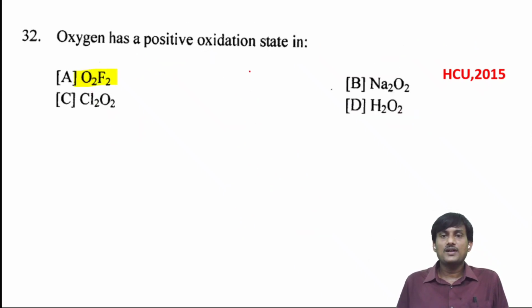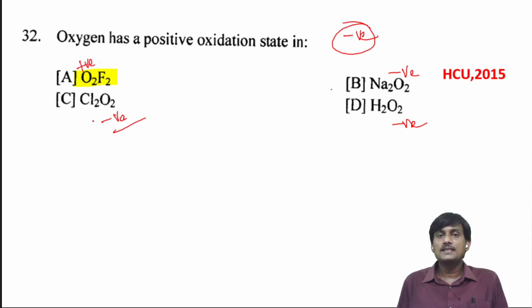Oxygen has a positive oxidation state only in fluorides. In the remaining cases, oxygen has a negative oxidation state. Here negative oxidation state, here also negative, here also negative. Except with fluorine: when it is combined with fluorine, it has a positive oxidation state, since oxygen is less electronegative than fluorine.